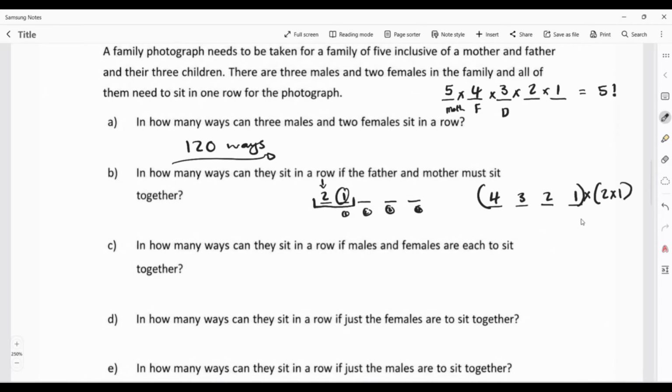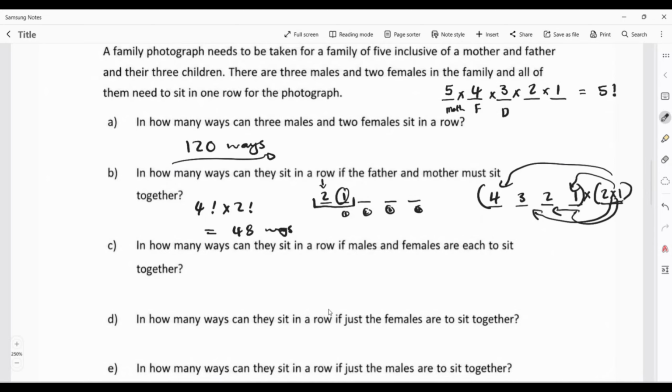The reason we do it like this is because this unit can occupy the first space, or that space, or that space, or this one. I hope that makes sense to you. In terms of the factorial, you can say 4 factorial multiplied by 2 factorial. And then this will give you 48 ways in which they can sit over there.